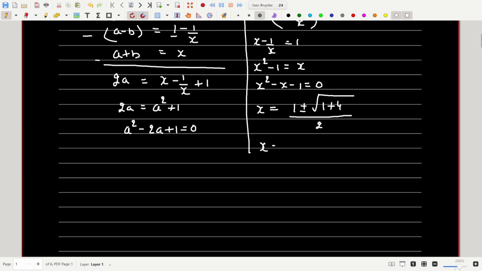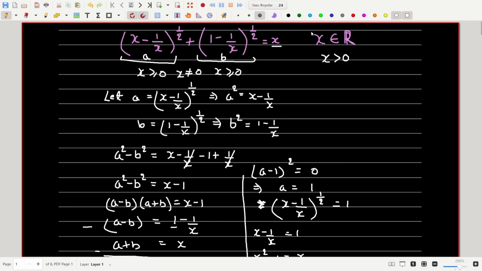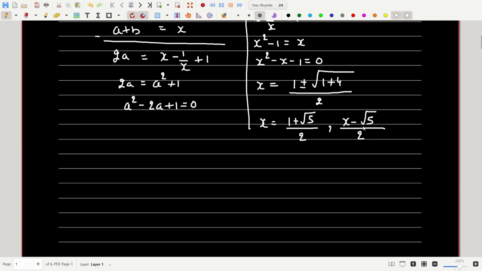Which means x is equal to (1 plus root 5) divided by 2, and the second value of x is (1 minus root 5) divided by 2. Now we figured out that x has to be greater than 0, which makes this impossible. So the only solution is x equal to (1 plus root 5) upon 2, which is the answer to this question.